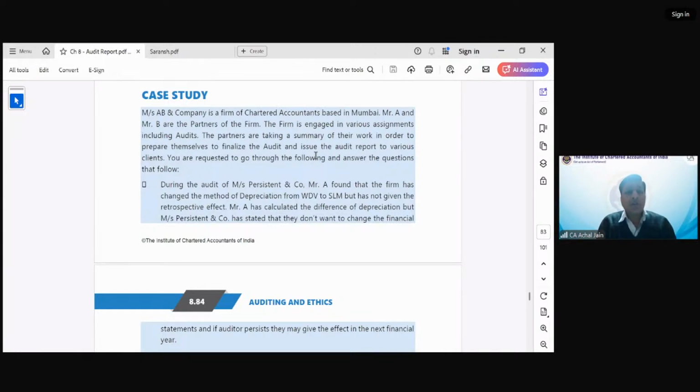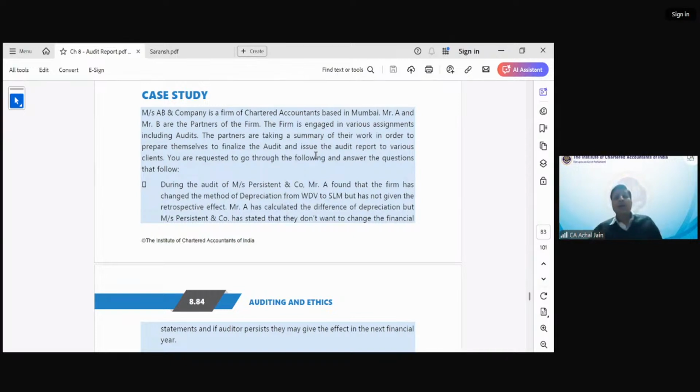You are requested to go through the following and answer the questions that follow. So some fact pattern is now made available to you, and you are required to answer the questions based on them. My request to everyone is please don't look at the solution which is given. Try to answer this on your own.